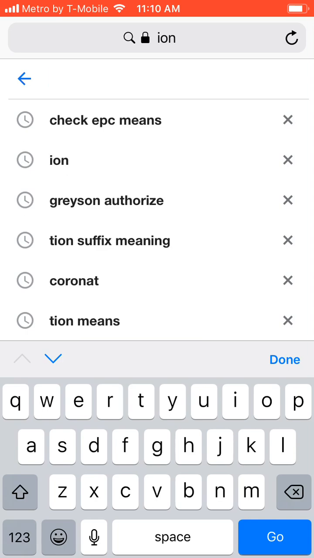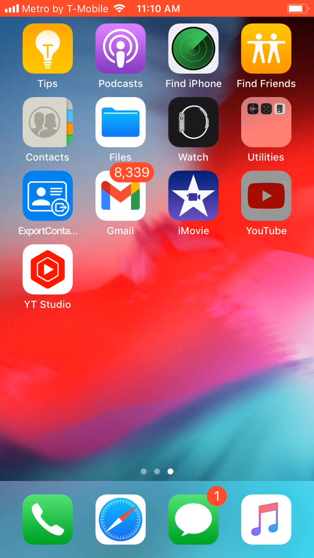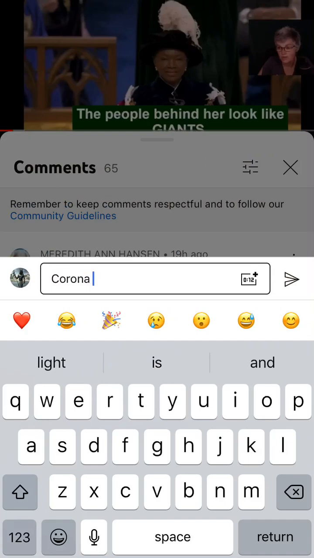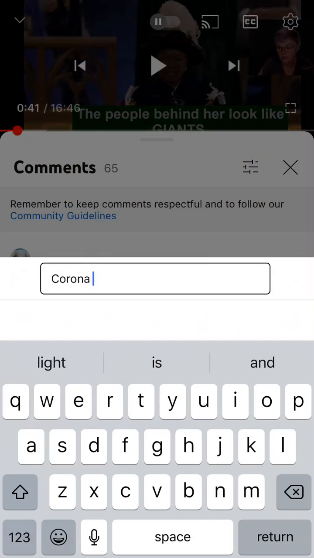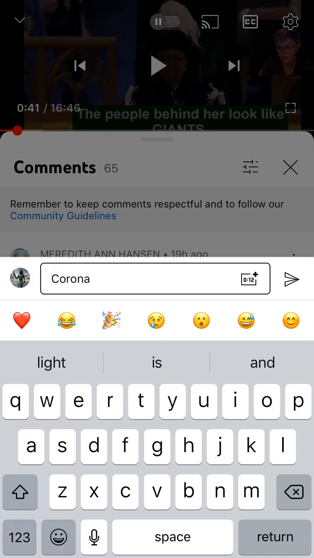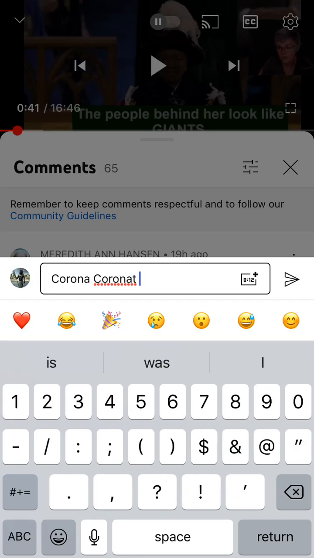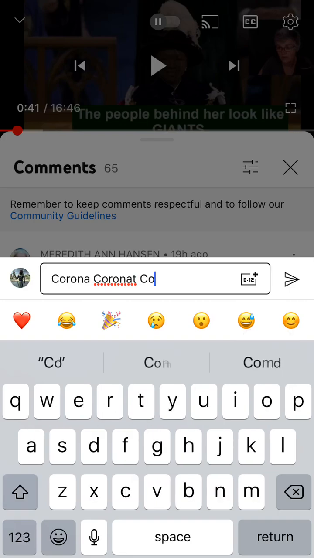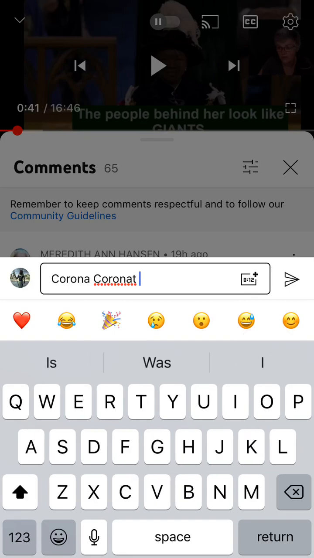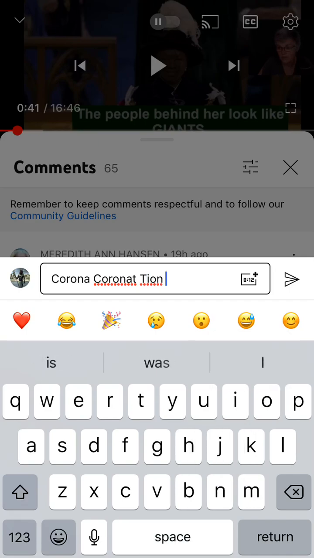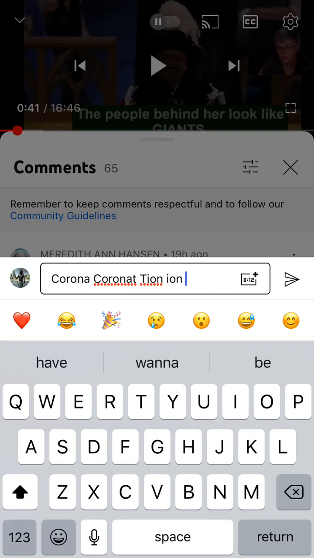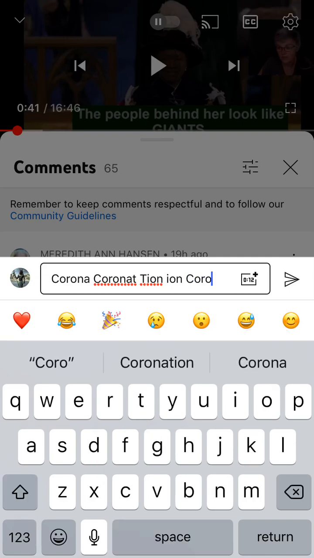So y'all probably like, this is random as hell. I was about to type it on here for me, because Corona, then they have Coronat, is what I looked up. And then Asian, ion. See all them words that's in here?